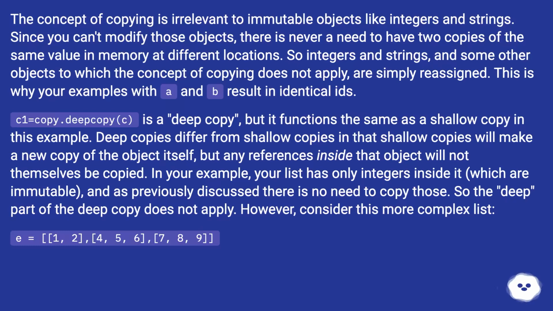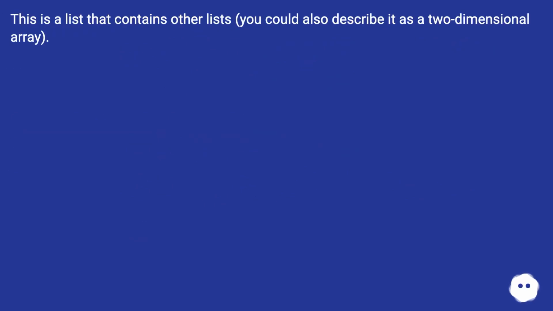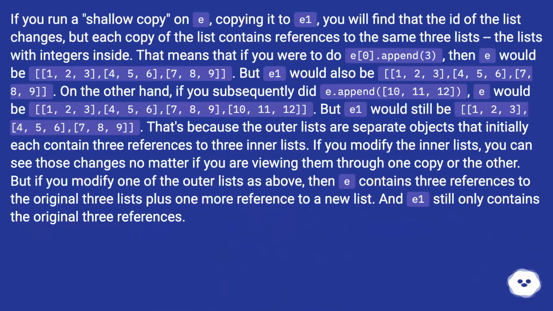E = [[1, 2, 3], [4, 5, 6], [7, 8, 9]]. This is a list that contains other lists. You could also describe it as a 2-dimensional array. If you run a shallow copy on E, copying it to E1, you will find that the ID of the list changes, but each copy of the list contains references to the same 3 lists, the lists with integers inside.